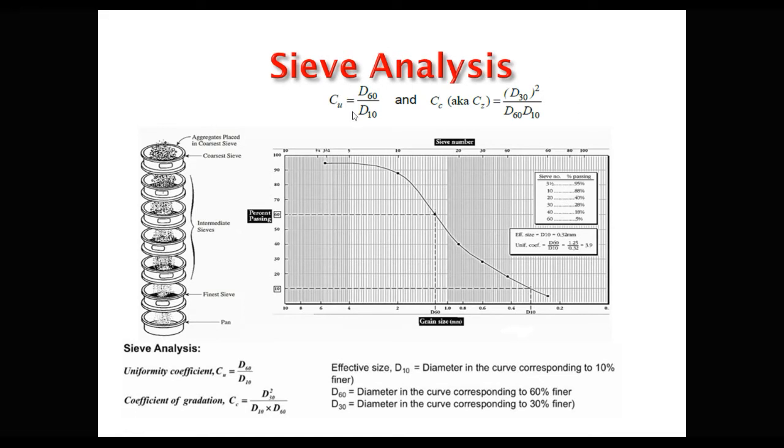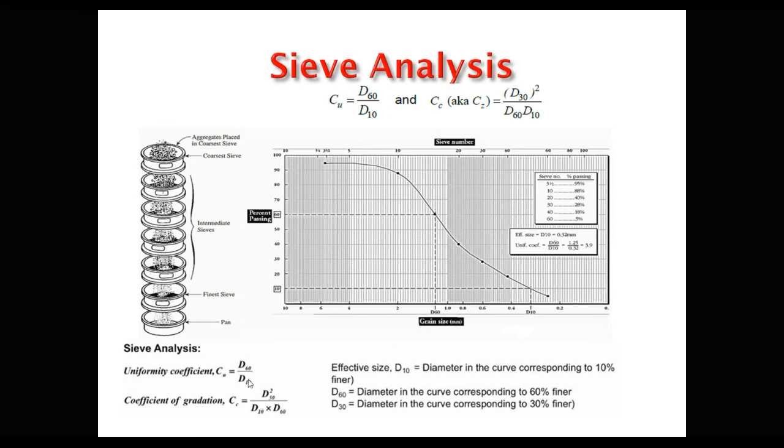So what you see here, the Cu and the Cc value, is the uniformity coefficient and the coefficient of gradation. And I'll tell you why this is calculated in a bit. But for now, just keep in mind that this uniformity coefficient relates to the particle size.